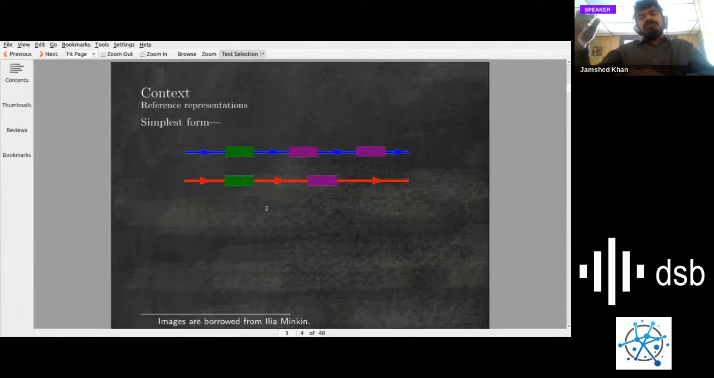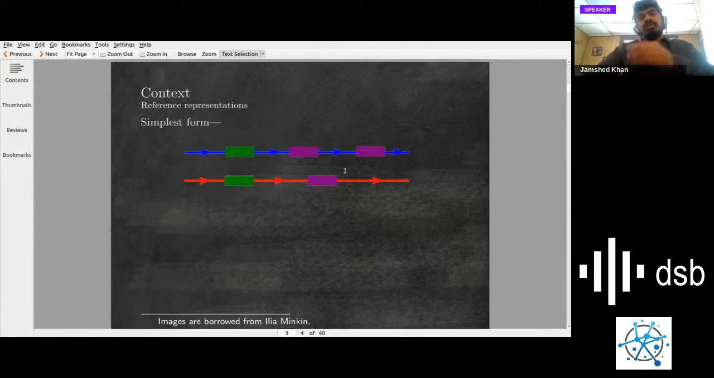So the simplest form to represent a set of references is to have each reference as just a plain string. For example, here we have two strings from two different references, a blue reference and a red reference. The green blocks here depict identical substrings. For example, these two green blocks are two repeated substrings across these two different genomes. Similarly, these three purple blocks represent the same identical substring that's been repeated 3 times across these two references.